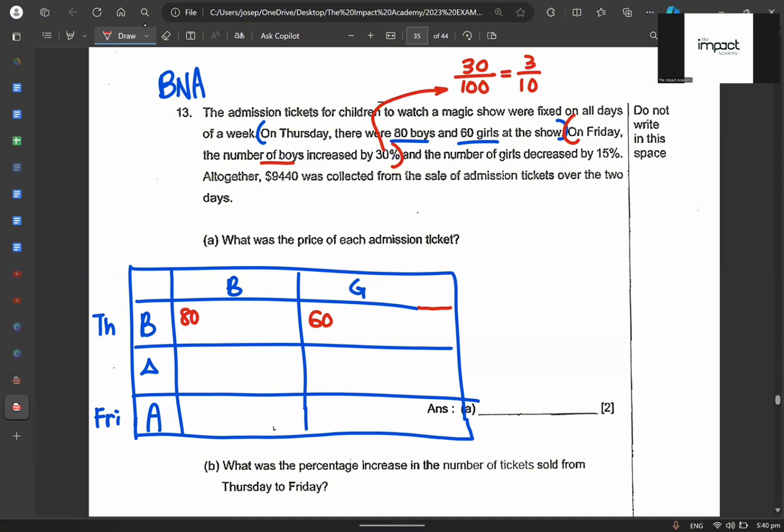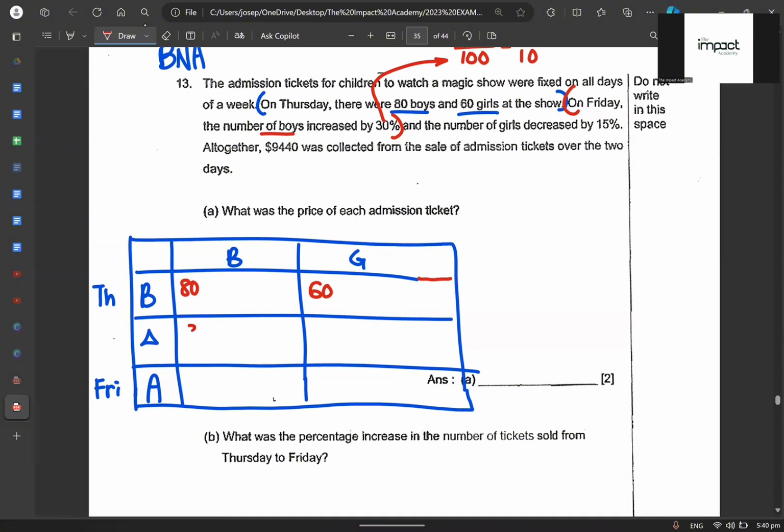Oh, so you could do, right? Yeah, but you cannot just say 3 over 10, right? You have to do 3 over 10 times 80 over 1. Am I making sense? You have to multiply to find the real number of people that increased. So when we do 3 over 10 times 80, we get an answer of 24. So that means I have 24 more boys who joined. Can you understand now? Okay.